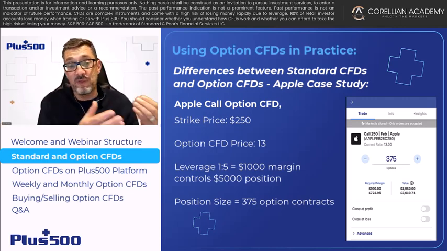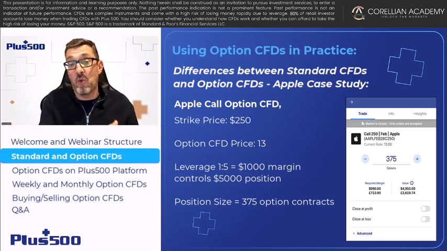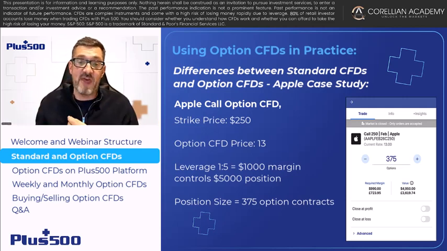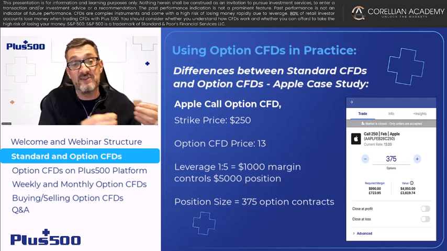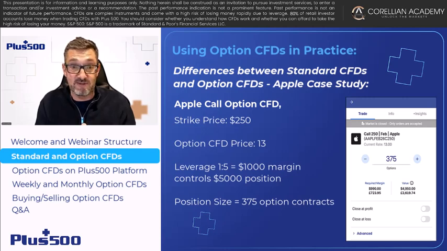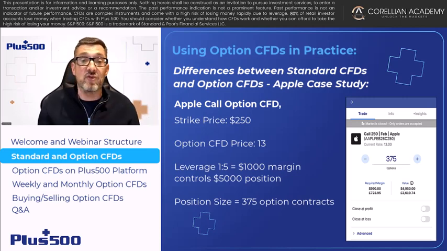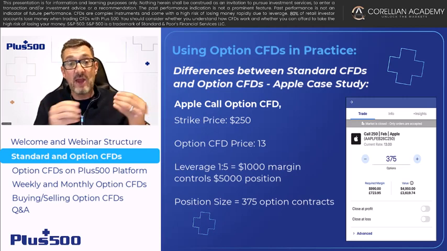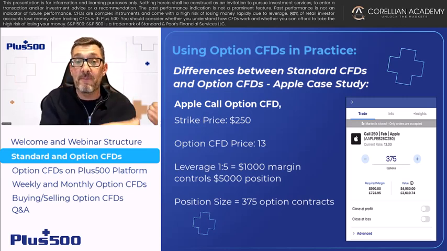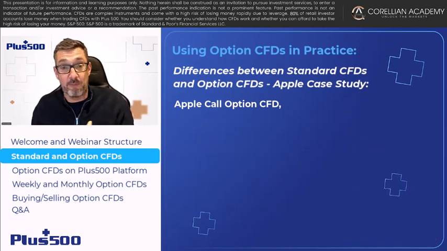We're using an Apple call with a strike price of $250. The option CFD price is $13. The margin required is $1,000, and your leverage is again 1 to 5, which means you're controlling a $5,000 position. Now, this position size enables you to have 375 option CFDs. So with the same $1,000 margin you used for the standard CFD, you're now controlling 375 contracts, a dramatically larger position simply because the option CFD price is far lower than the price of the underlying Apple share. Now let's see what happens if the Apple price moves.